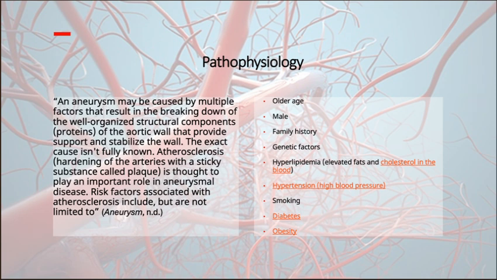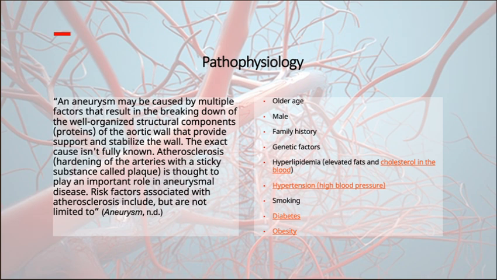Arteriosclerosis is the main cause of aortic aneurysm, and this is the buildup of fatty deposits within the arteries that can lead to a hardening and weakening of the arterial wall, making them more susceptible to aneurysm formation. Hypertension, which is chronic high blood pressure, puts extra stress on the aortic wall and contributes to the weakening of the wall by increasing the risk of aneurysm development.